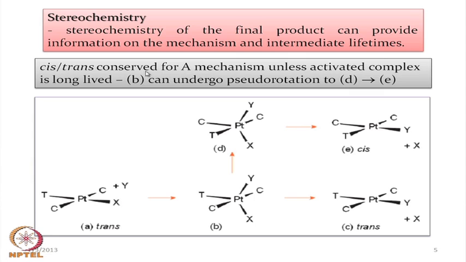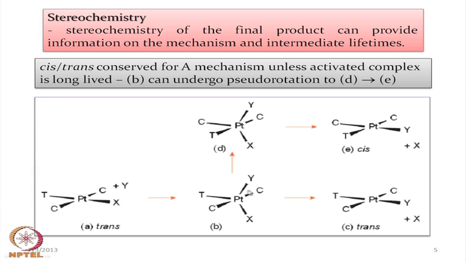So, cis and trans geometry can be conserved for a mechanism. If both cis and trans geometry are conserved, that means if it is trans to trans conservation, that means associative mechanism, unless the activated complex is long lived. So, the mechanism is associative, that means the coordination number is moving from 4 to 5, and this has less stability and lifetime, so immediately it is moving towards the product.